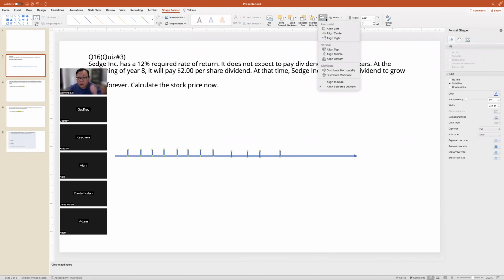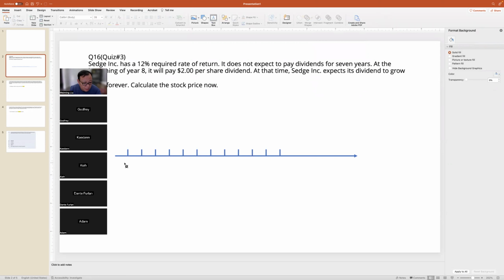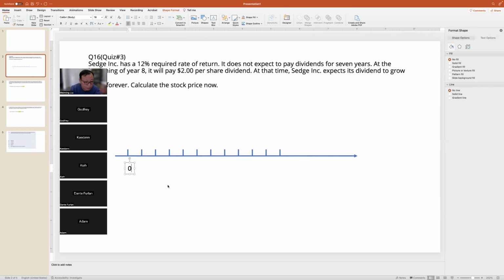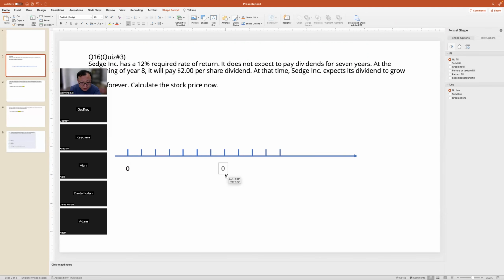I'm going to align top, and align distributed horizontally. Now, this is my year 0, this is now. Then 1, 2, 3, 4, 5, 6, 7. So this is the 7th year, and then this one is year 8.